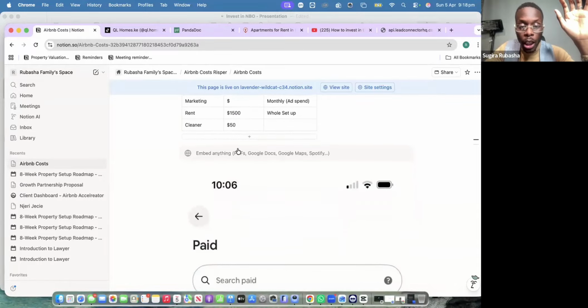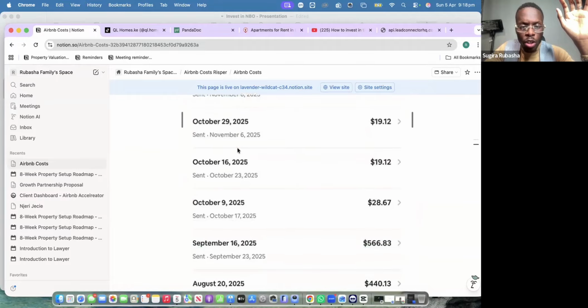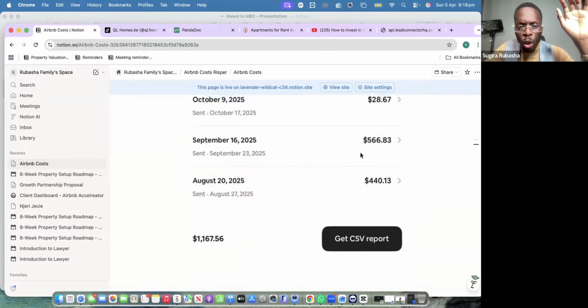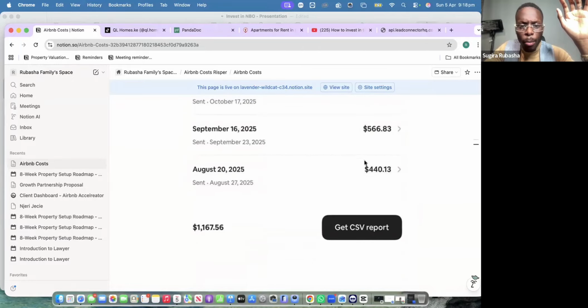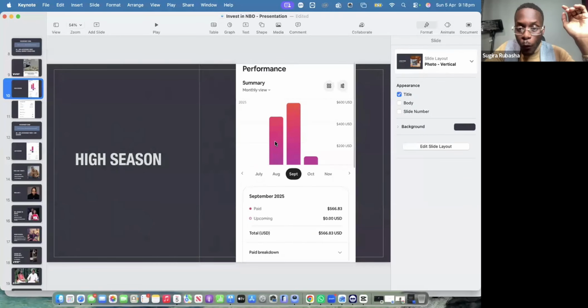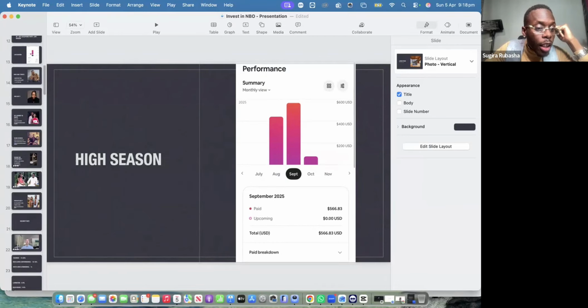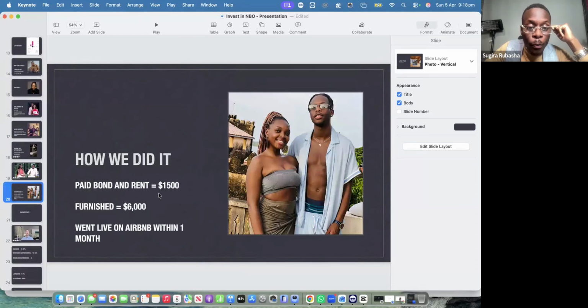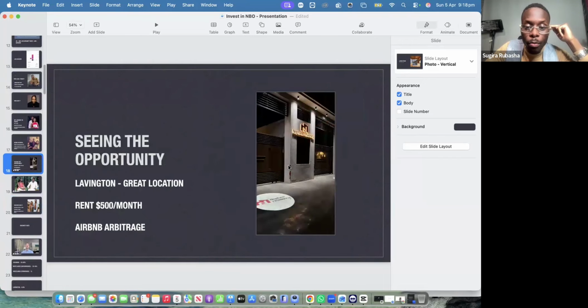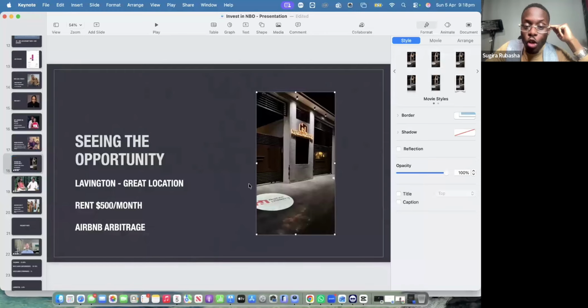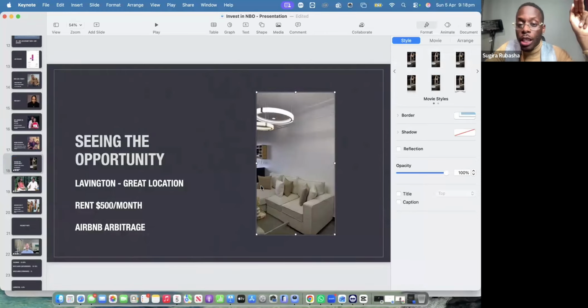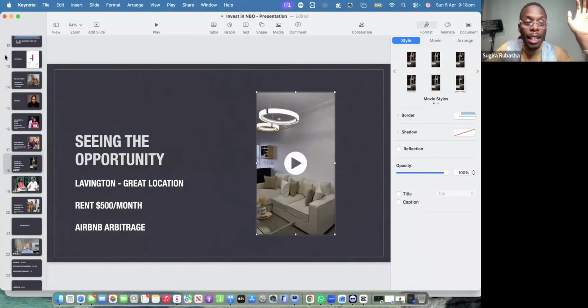So let's skip it a little bit. So you can see here was August. So here, August was there, $440, right? So let's go back here. So August, $440. How much is rent, guys? How much did I say rent is? Rent is $500 a month here, right? So rent is $500 a month for this place that we're paying the landlord.